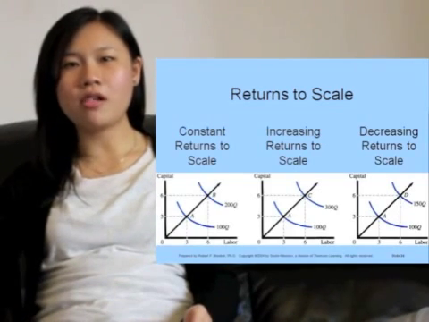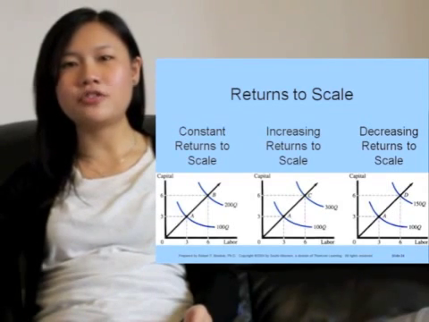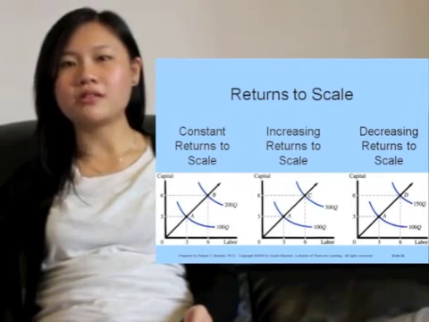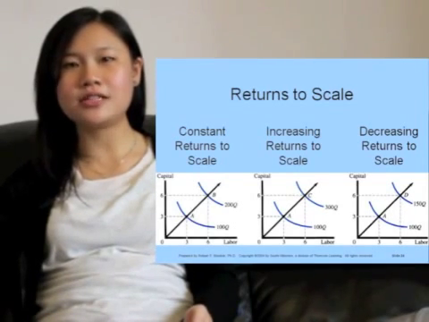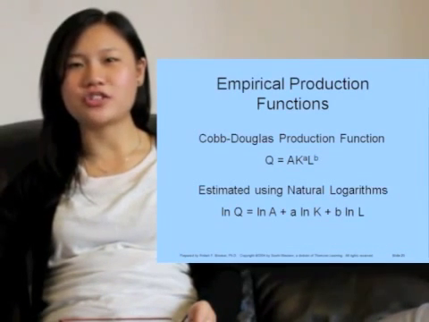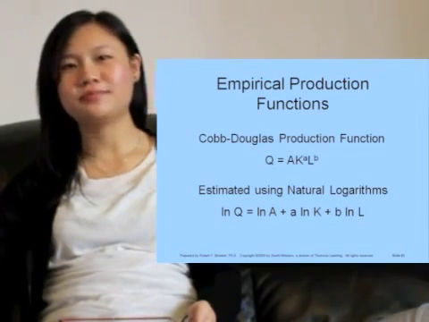In this example, when all inputs are increased by 100%, the output in the left panel increases by 100%, showing constant returns to scale. The output in the center panel shows an increase of 200%, which means it has increasing returns to scale, while the increase in the right panel is 50%, showing decreasing returns to scale. This is the production function most commonly used in empirical estimation, called the Cobb-Douglas production function.